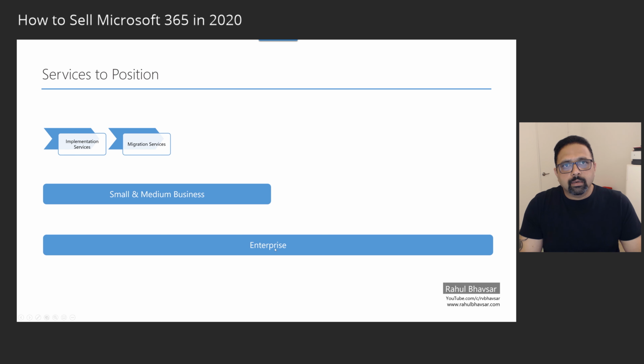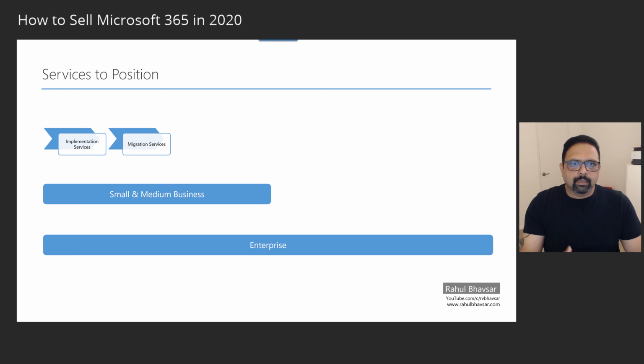Migration is important. No company in this world today, if they have an existing email system, will not have any data. They will always have data, which means there is always something to migrate. Again, don't only think about email migration. Think about email and files and folders. These are two key things which you want to migrate. And there are tools available.